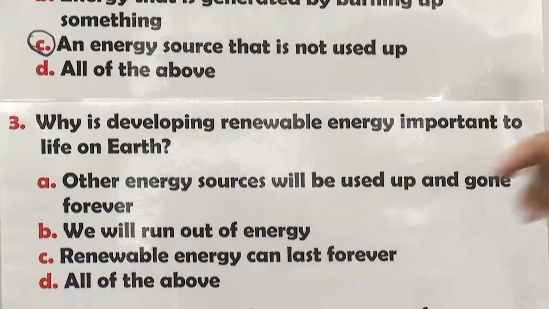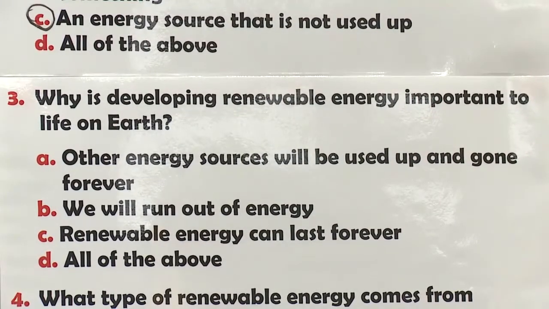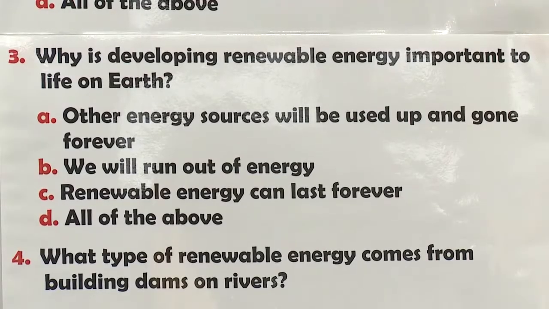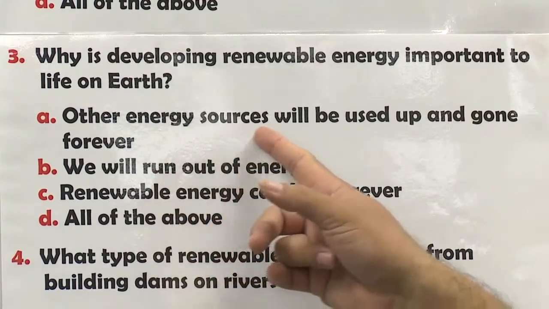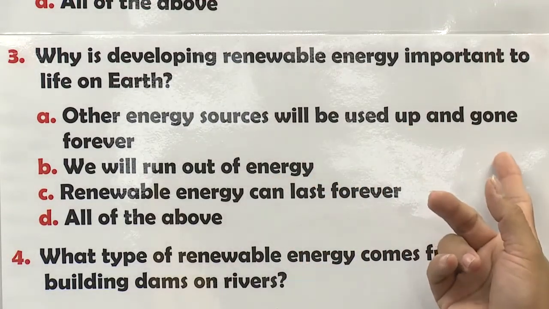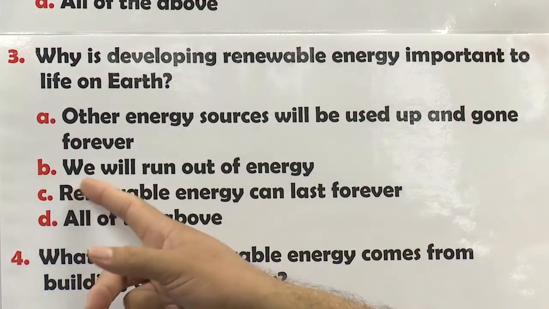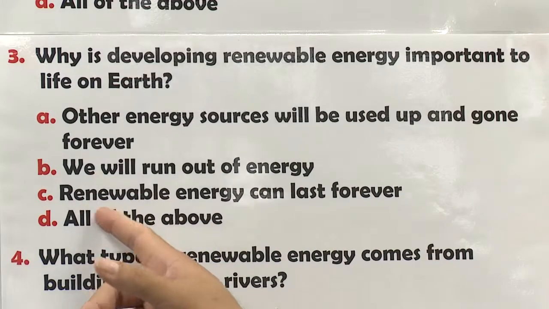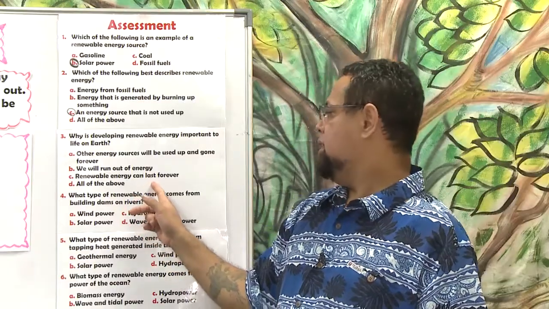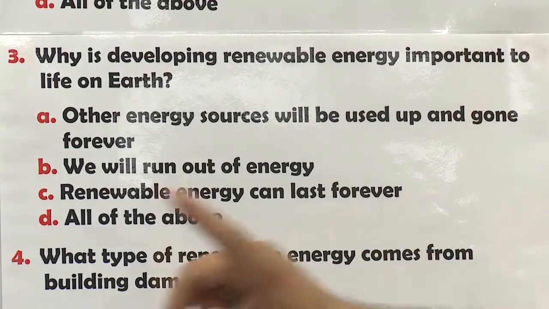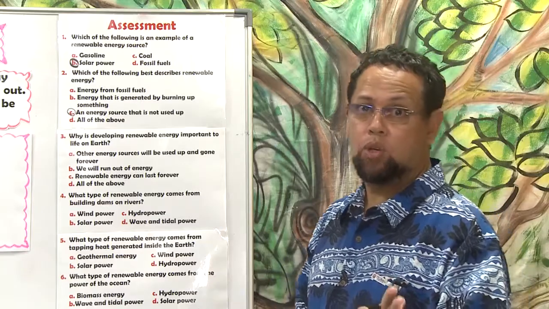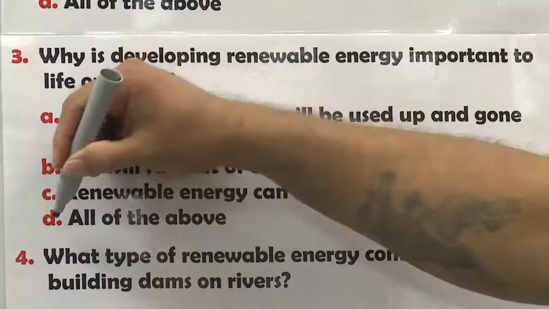Number 3. Why is developing renewable energy important to life on Earth? A. Other energy sources will be used up and gone forever. B. We will run out of energy. C. Renewable energy can last forever. And D. All of the above. What is your answer? D. Good.